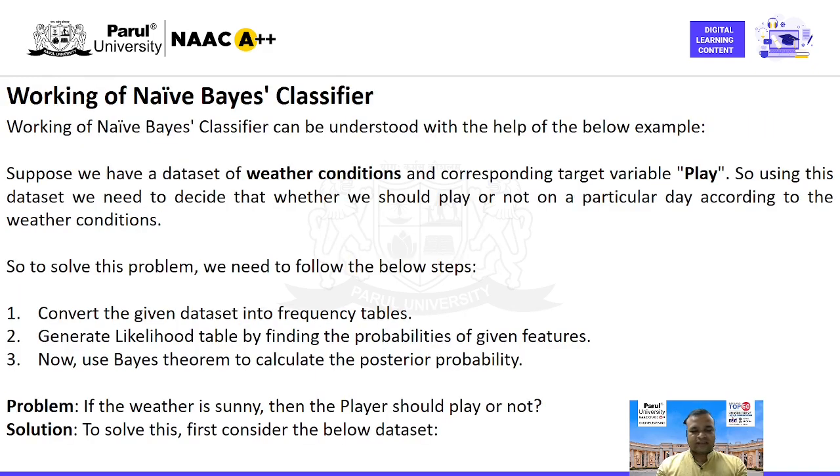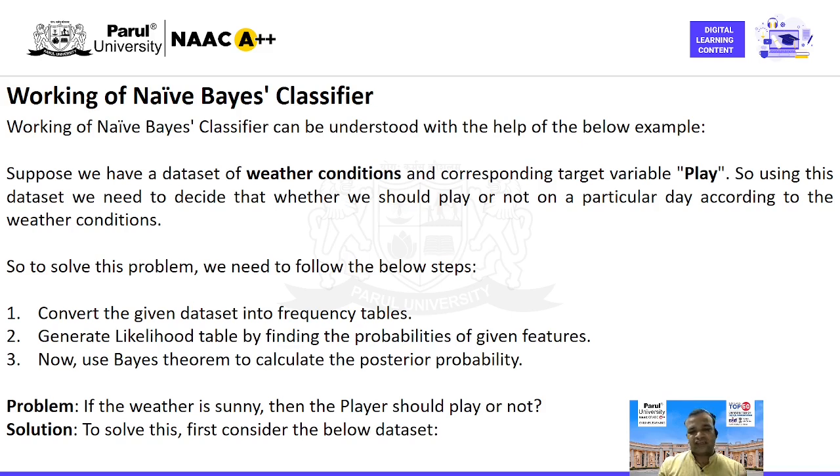Working of the Naive Bayes classifier can be understood with the help of the following example. We are discussing one example. Suppose we have a data set of weather conditions, and the corresponding target variable is play. Using this data set, we need to decide whether we should play or not on a particular day, according to the weather condition.